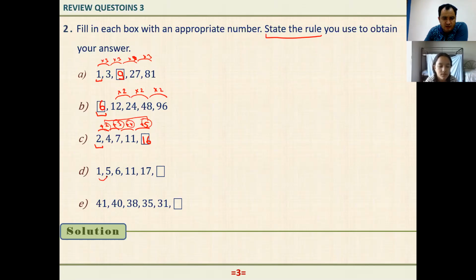So 1 plus 5, that is 6. 5 plus 6, that's 11. 6 plus 11, 17. And 11 plus 17, that must be 28. Yeah, good. How about the last question?